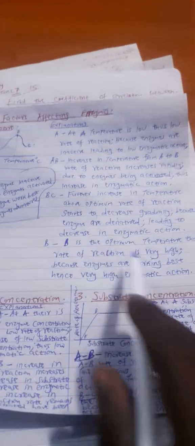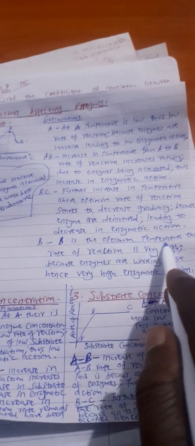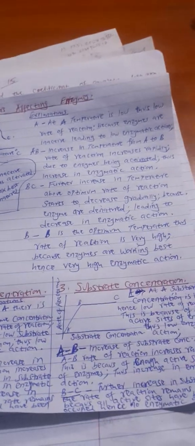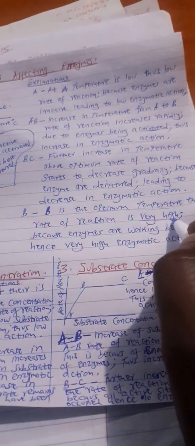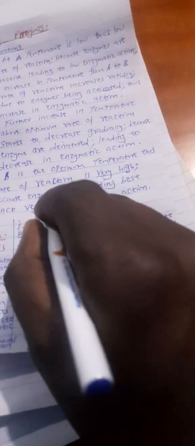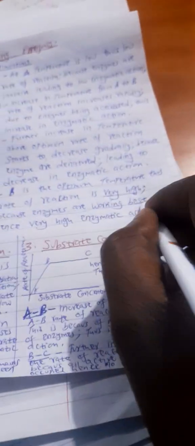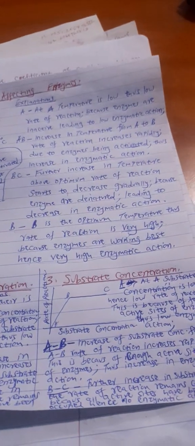Then before B to C, let's check at B. What is happening here? This is our optimum temperature. At B, we are speaking about optimum temperature, and because of this, the rate of reaction is very high, not just high, but very, very high. This is because most of the enzymes are working best at this point. Enzymes are working best, with very high enzymatic action.